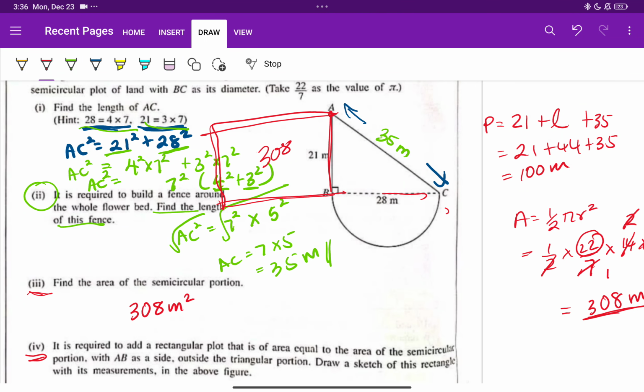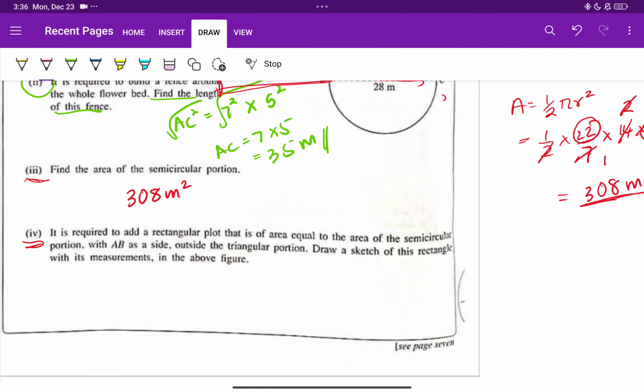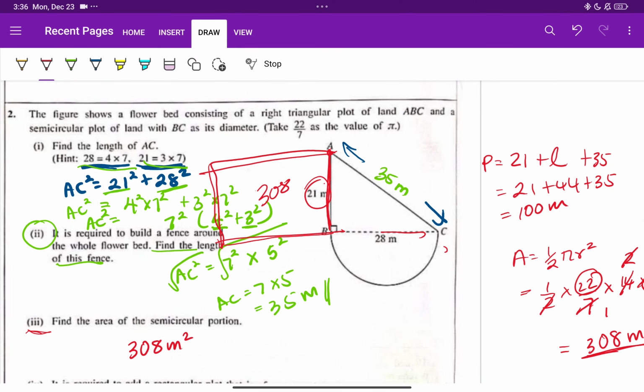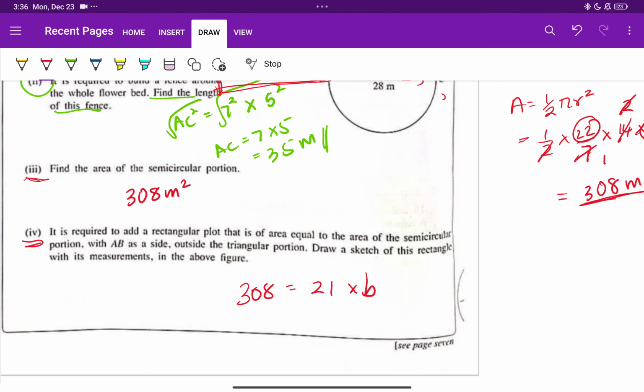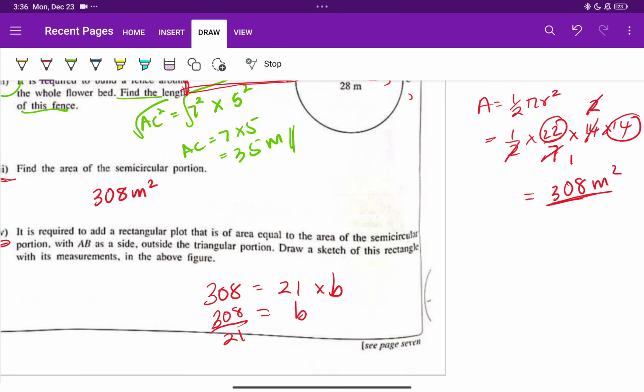Now we know the length. We can take the length as AB. So the length is 21. We only have to find the breadth, right? So I can put the formula area is equal to length into breadth, right? Or else we can consider this to be the breadth. That's not an issue, right? So area is 21 into B. So 308 divided by 21 is equal to, right? So I can divide both sides by 21.